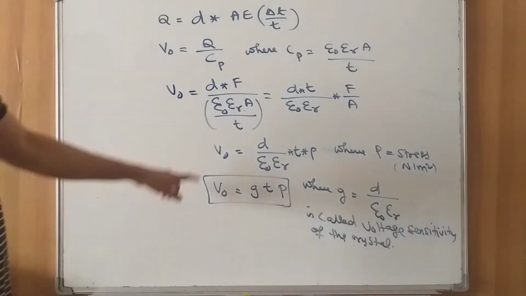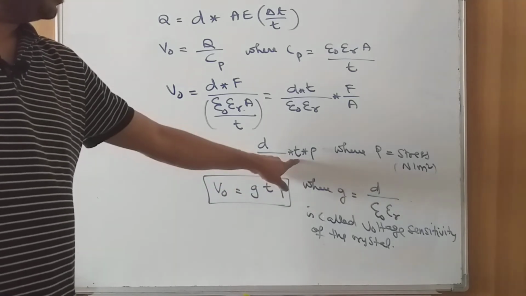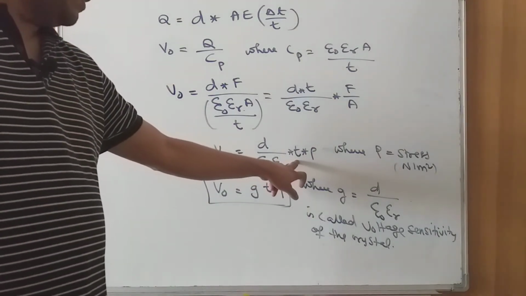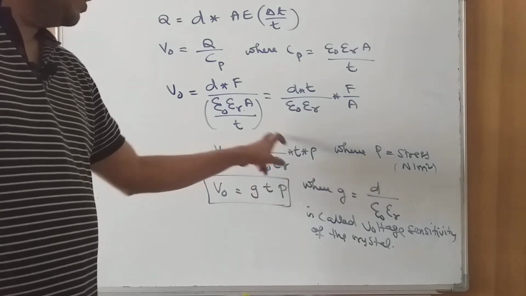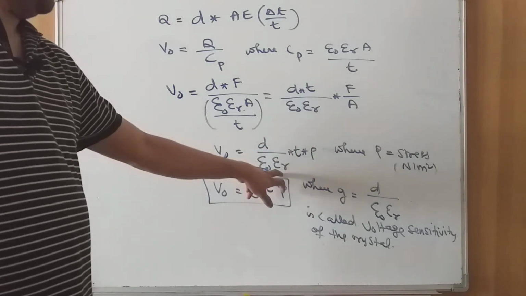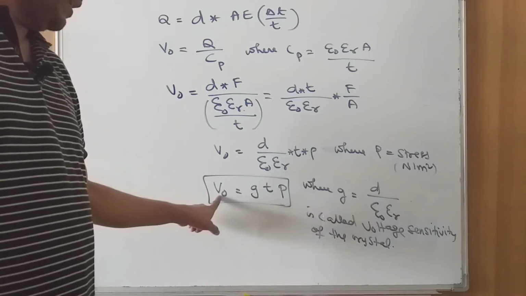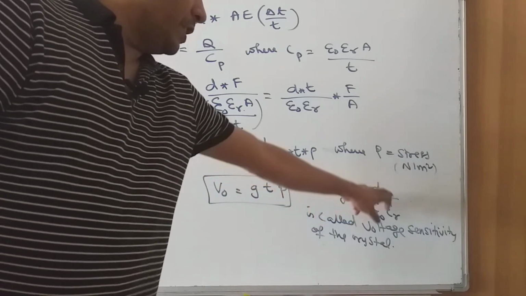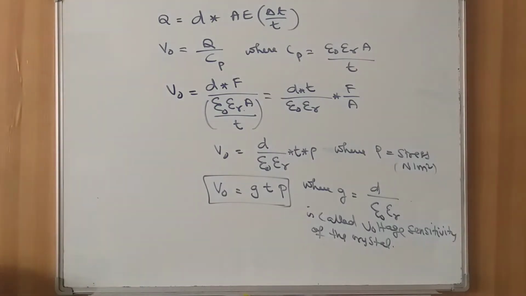in Newton per meter square. So, the above equation can be simplified as V0 equal to D divided by epsilon 0 into epsilon r into T into P, where T is the thickness and P is the pressure or stress. D divided by epsilon 0 epsilon r are all constants. So, this term D divided by epsilon 0 into epsilon r for a certain material is going to be constant, and that constant is referred to as G. So, V0 can be written as G into T times P, where G is D divided by epsilon 0 into epsilon r, and it is called the voltage sensitivity of the crystal.